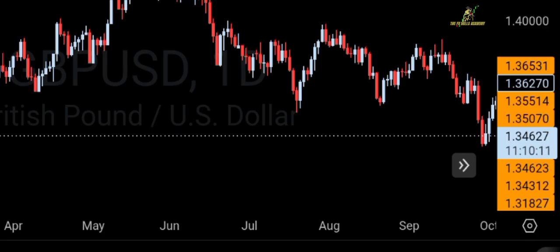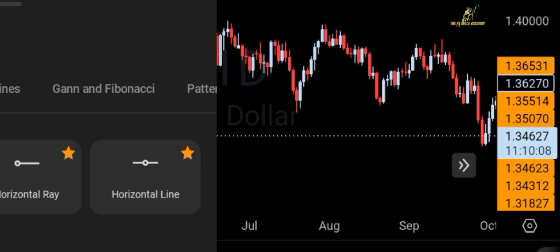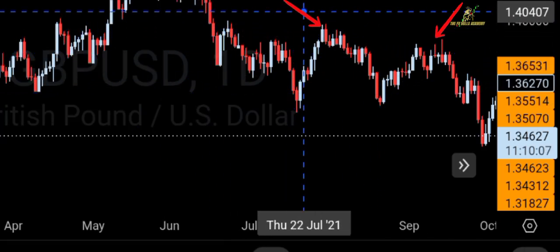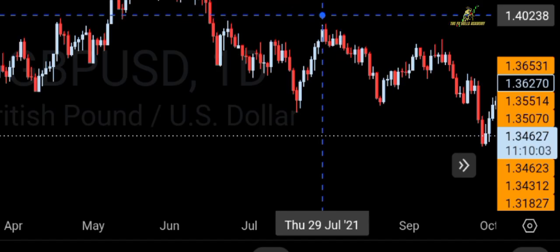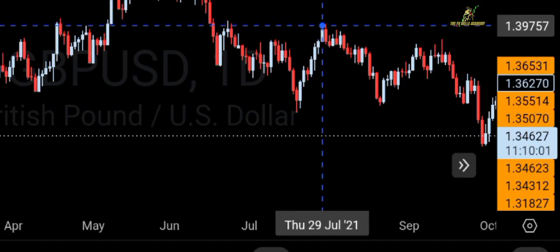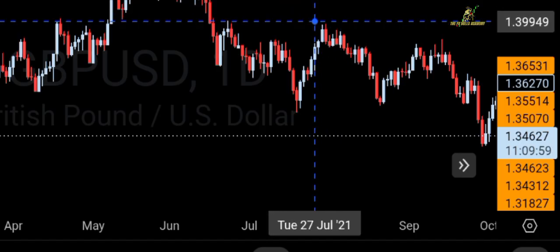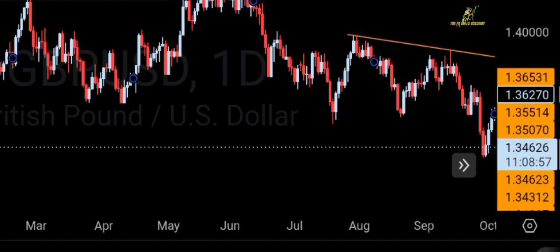So now let's connect the two recent highs. This is a high here and this is a high here. So we'll be connecting the two of them together to get where price is going to be selling from again. So now I've connected the two of them together.